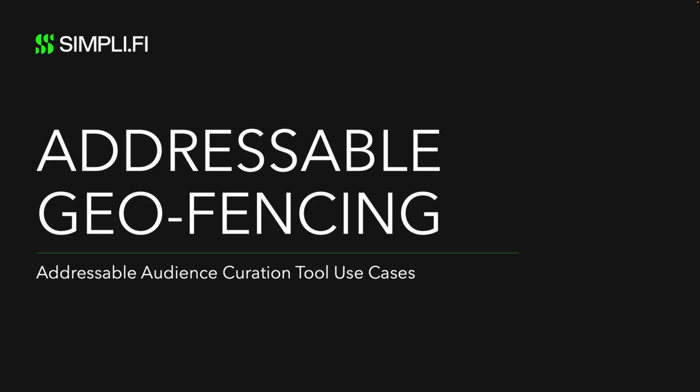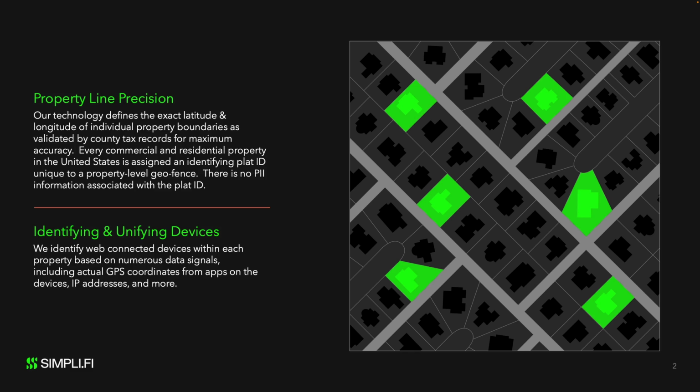This month we're focusing on addressable geofencing and the addressable audience curation tool. And we're going to share several example use cases of how you can utilize this amazing technology to help your advertisers succeed. As you know from our previous webinars, addressable geofencing pairs GPS and Plat-Line data to identify the exact property locations that advertisers wish to target, making it a highly precise and scalable solution.